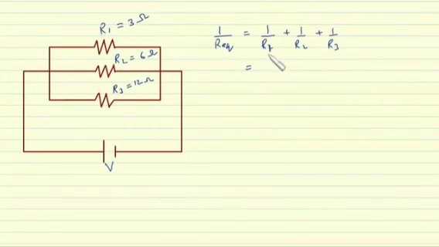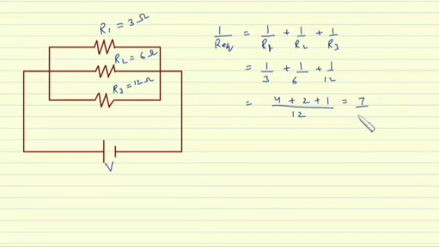Simple. So the value of R1 is 3, value of R2 is 6, and value of R3 is 12. Here we have to take the LCM, and the LCM will come out to be 12. And here we will have 4, here we will have 2, and here we will have 1. So we have 4 plus 2 is 6, 6 plus 1 is 7, 7 upon 12. So the value of 1 upon R equivalent is 7 upon 12.